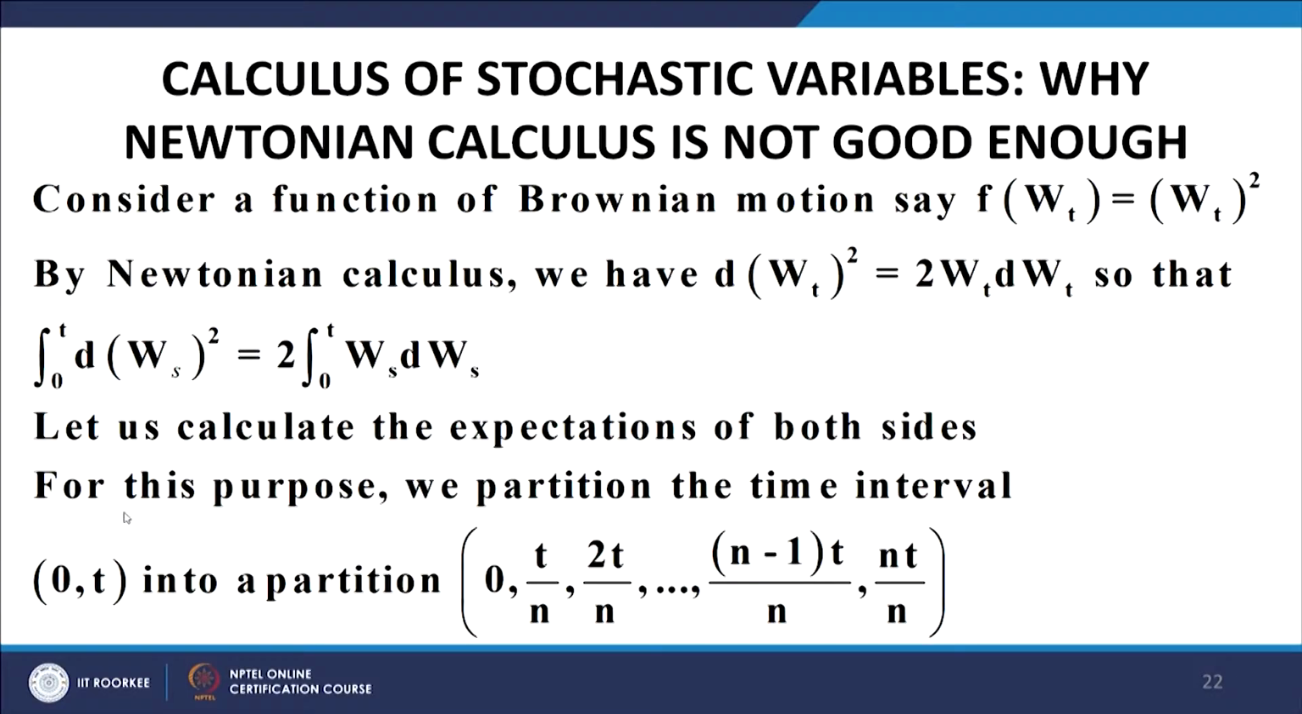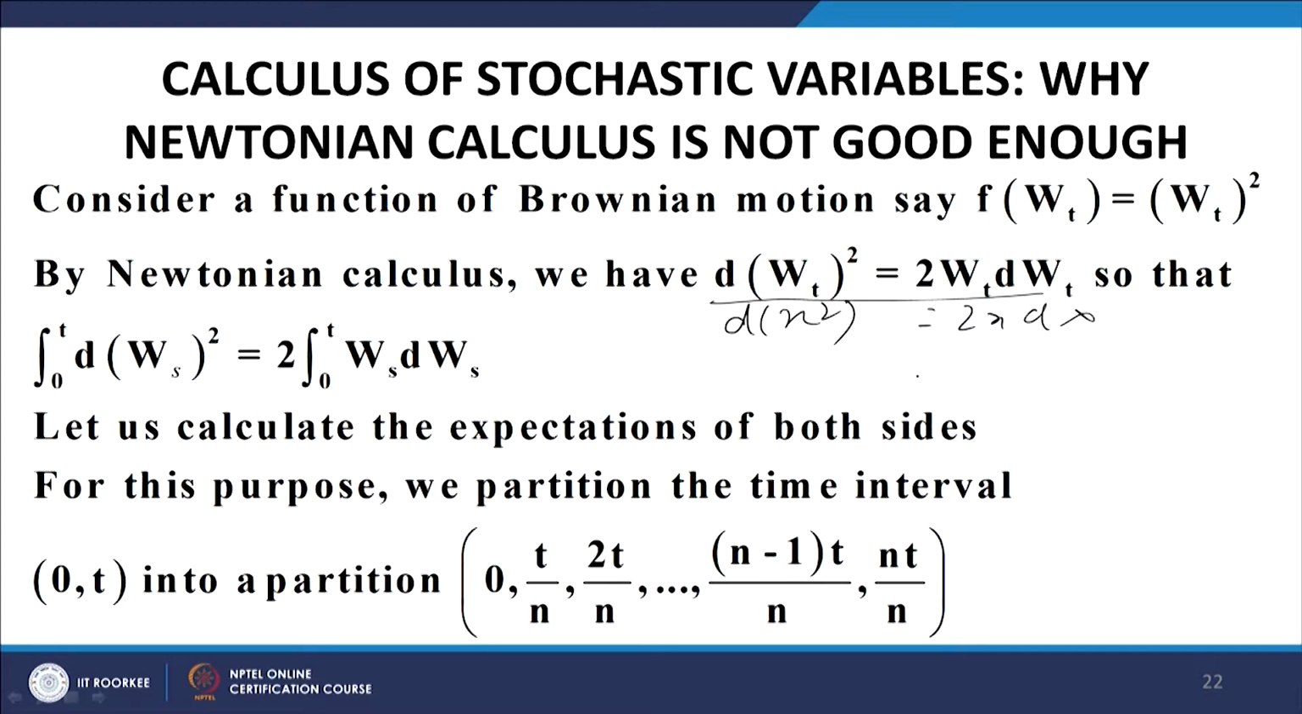Let us say we have a simple function of Brownian motion, f(W_t) is given by W_t squared. Therefore, we have d of W_t squared, the derivative of W_t squared is 2 W_t dW_t. So far it is quite straightforward. This is just like any classical function, any Newtonian function, d of x squared is equal to 2x dx, right. Let us see whether this is the correct representation of a Brownian function.